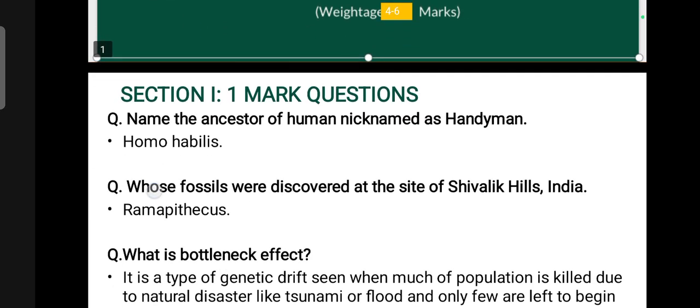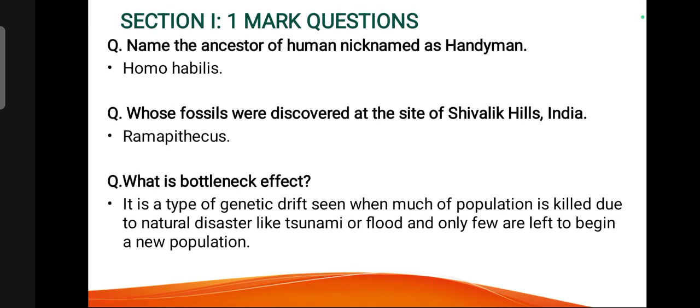1 mark questions. Name the ancestor of human nicknamed as Handyman. It is Homo habilis, whose fossils were discovered at the site of Shivalik Hills, India. Ramapithecus. What is the bottleneck effect? It is a type of genetic drift seen when much of population is killed due to natural disaster like tsunami or flood and only few are left to begin a new population.